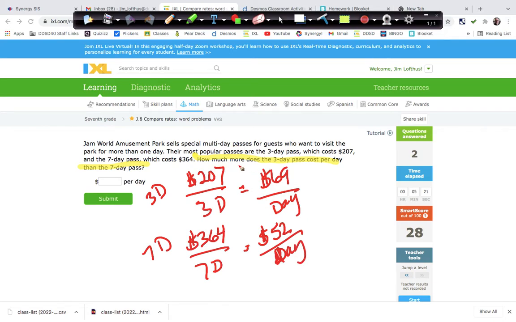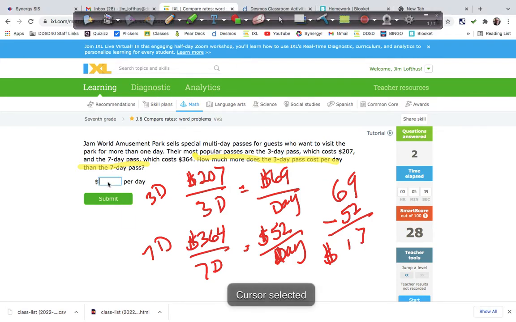And it says, how much more does a 3-day pass cost per day than the 7-day pass? So we have to do 69 minus 52. And it's $17 per day more. So we're going to put in $17 per day. So be careful with these where it's asking how much more or how much is the difference between something.